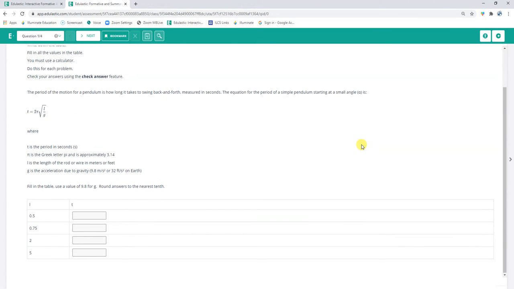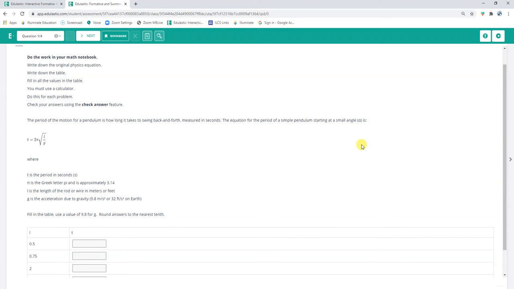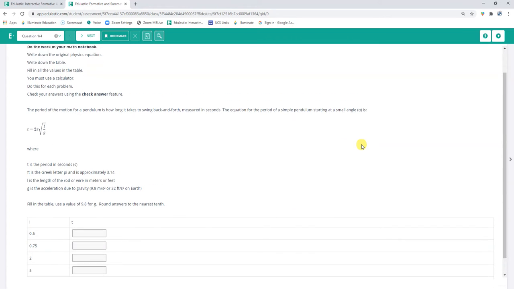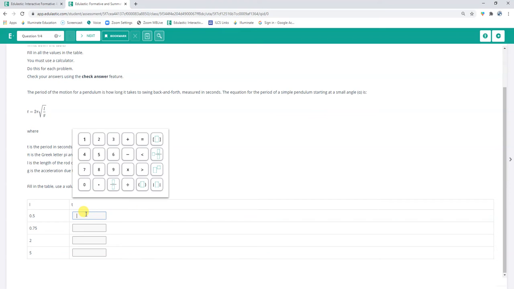Using physics equations. All right, here's our first one. Read the instructions, check your answers, stuff like that. So I actually have this written down, so I'll do it like that. You're going to have to write stuff down in your notebook to make this work. So here's the first one.